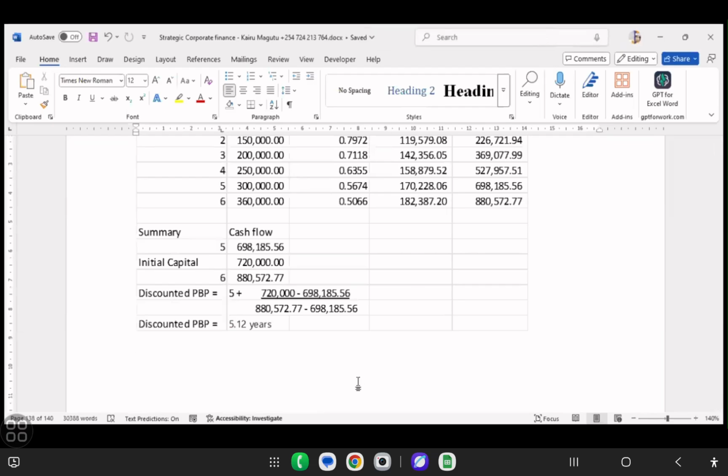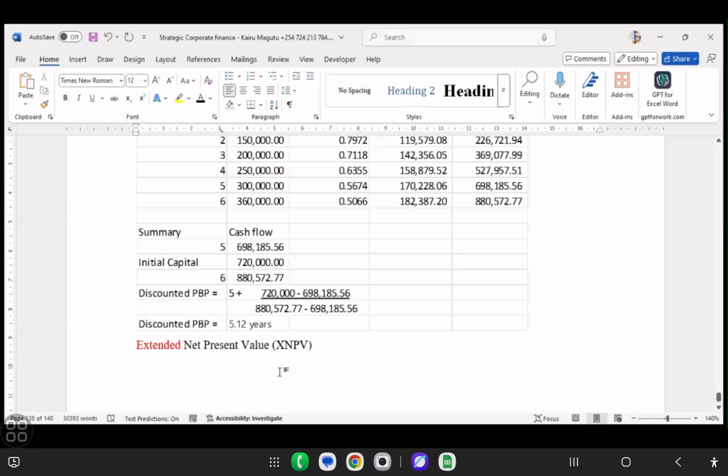I want to give a brief explanation of what we call the extended NPV, extended net present value. We call it the XNPV.